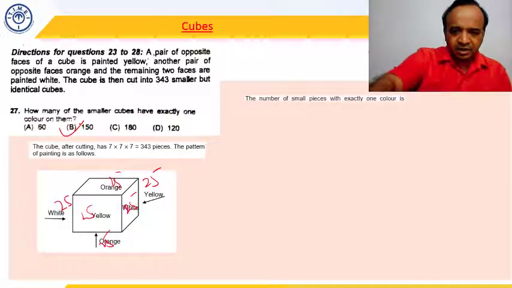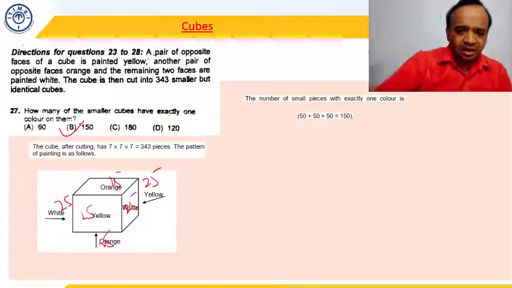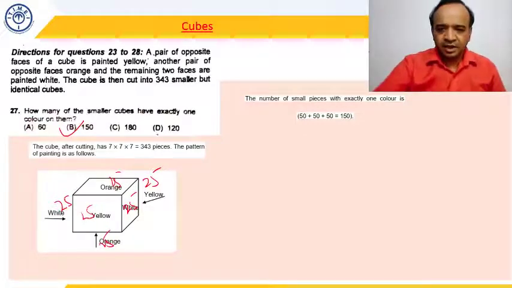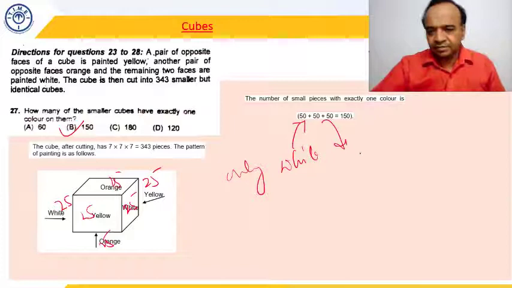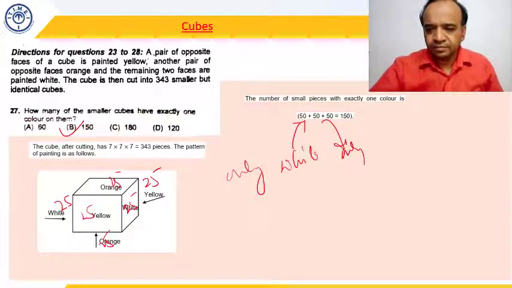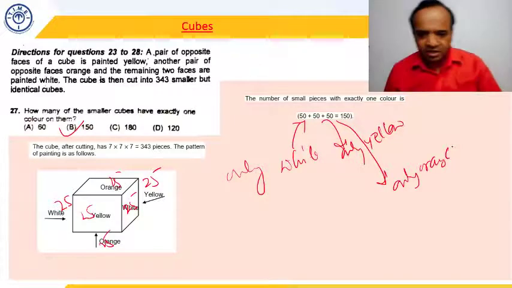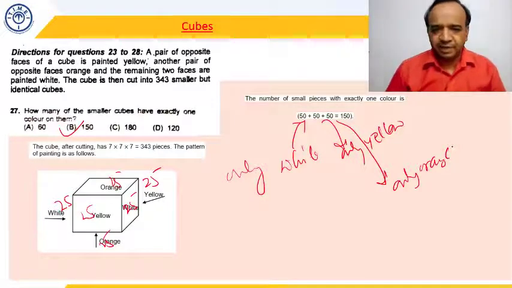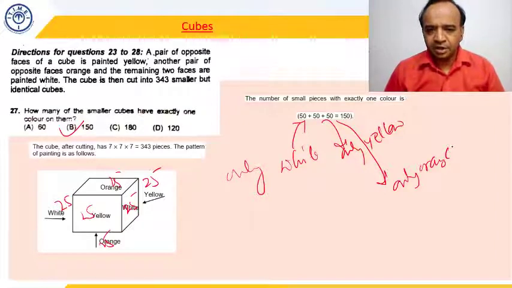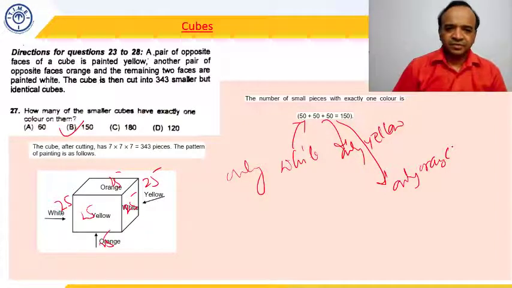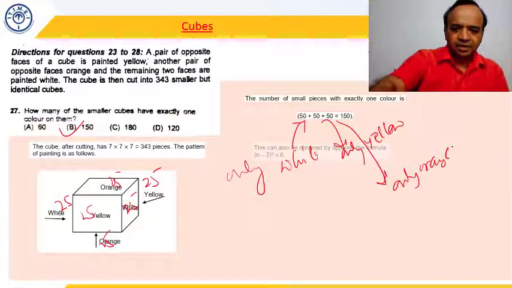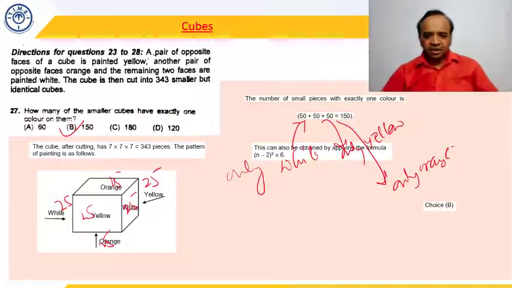Just to repeat, the number of small pieces with exactly one color is 50 plus 50 plus 50. You can say that this 50 represents only white, this 50 represents only yellow, and this 50 represents only orange. I hope this is clear. So 50 plus 50 plus 50, we have a total of 150 cubelets. 150. So the answer choice is B.